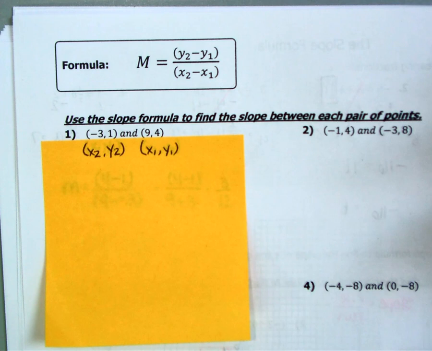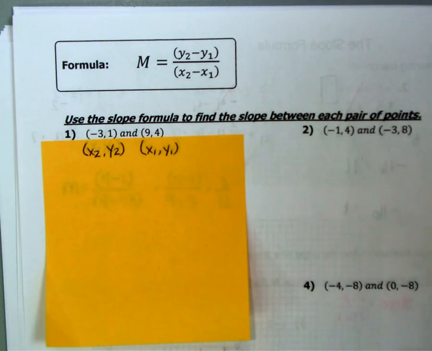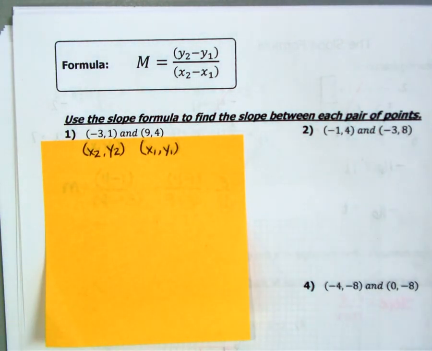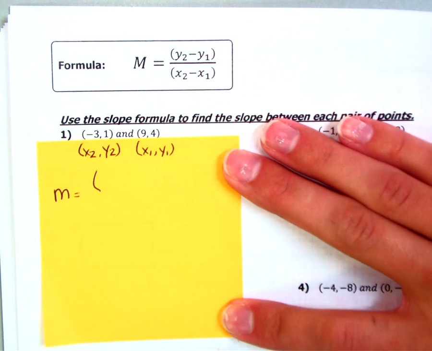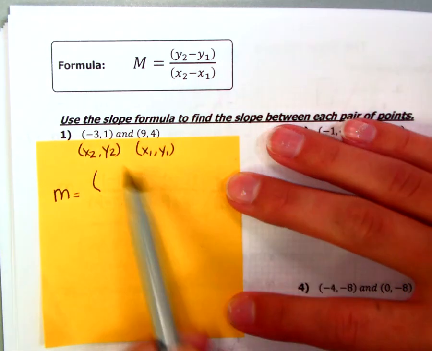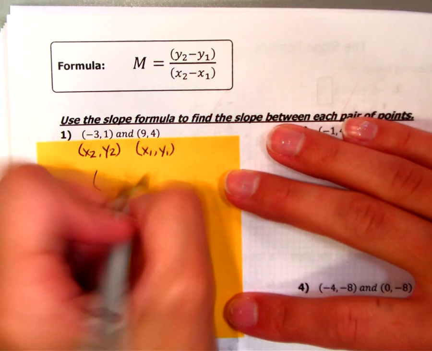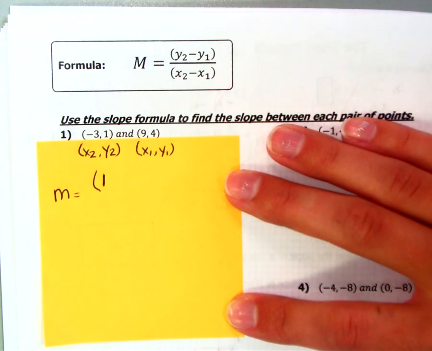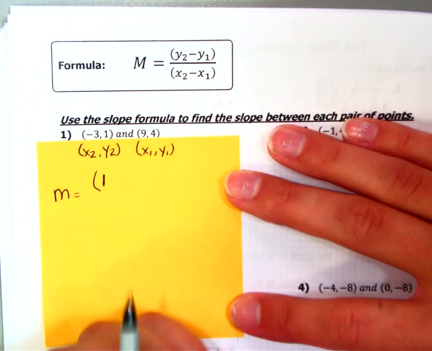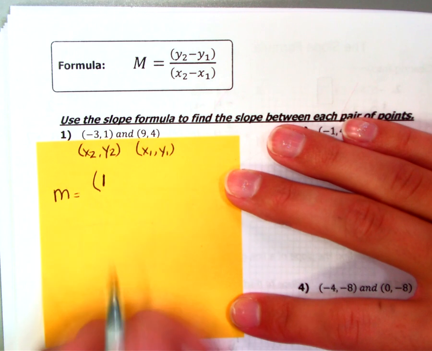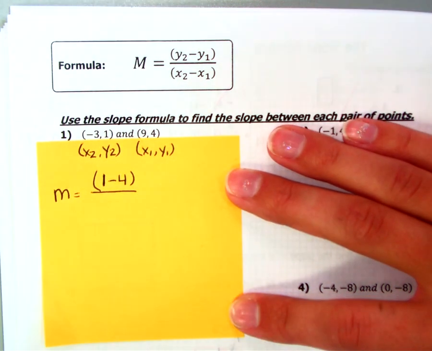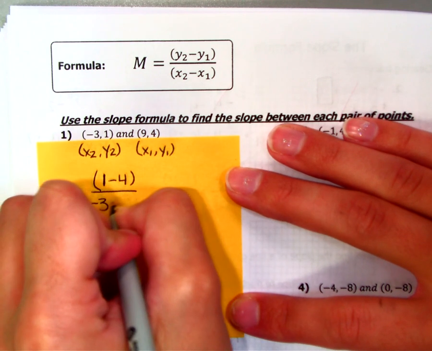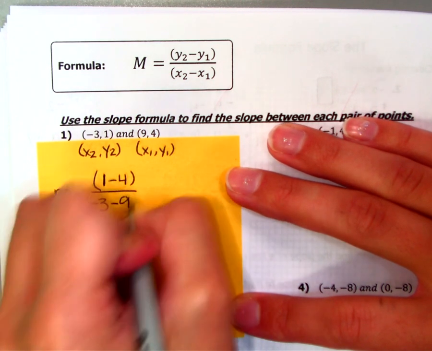Let's work it out. No, because they're different numbers. All right. So my formula is still going to be the same, but my numbers are going to be this. y2 is 1, minus y1, so 1 minus 4. On the bottom, I have x2, which is negative 3, minus x1, which is 9.